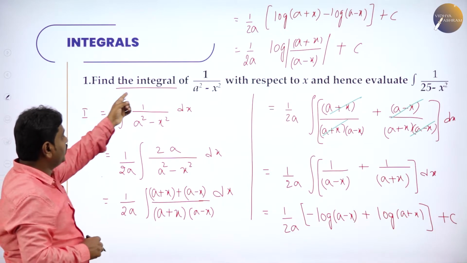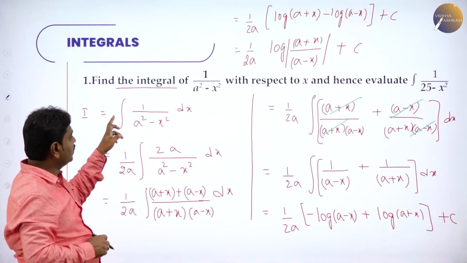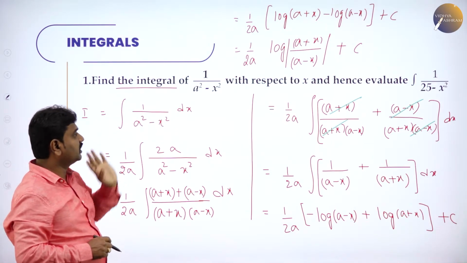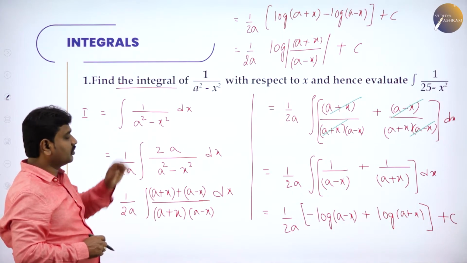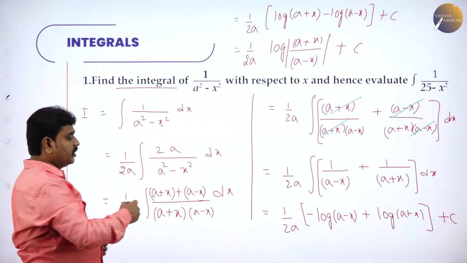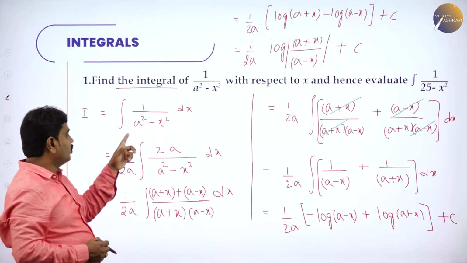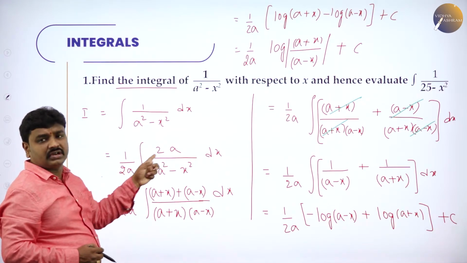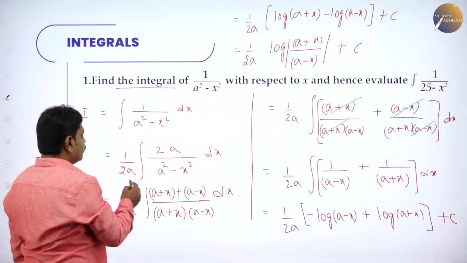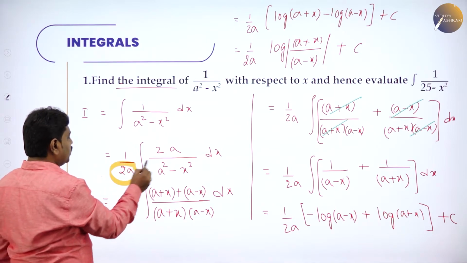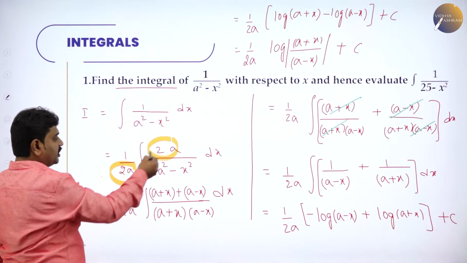First, they want you to find the integral. Write the symbol. This is the integral of 1 by a square minus x square dx. Here you have a square minus x square. So before going to the factorization, I'll introduce a constant. What is the constant? 2a. So this is a key step. Divide and multiply by 2a.